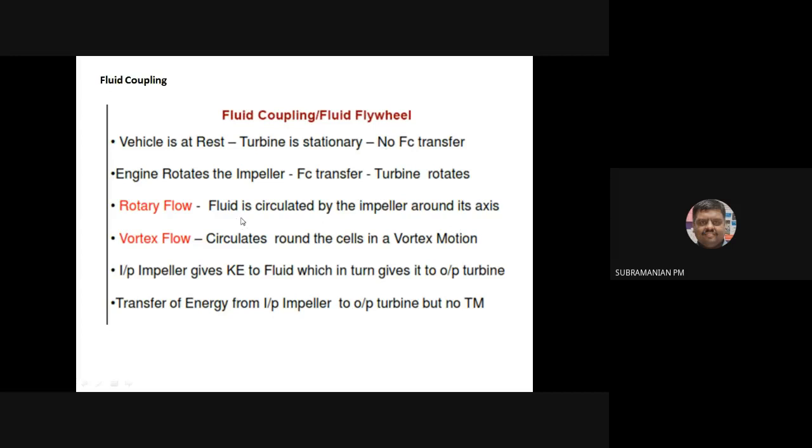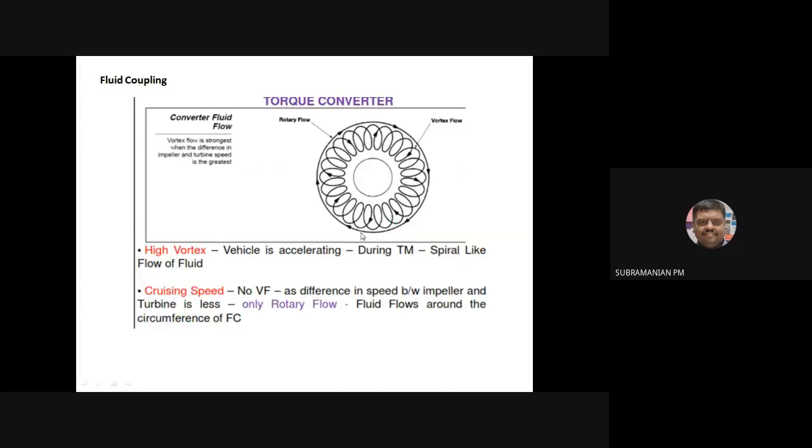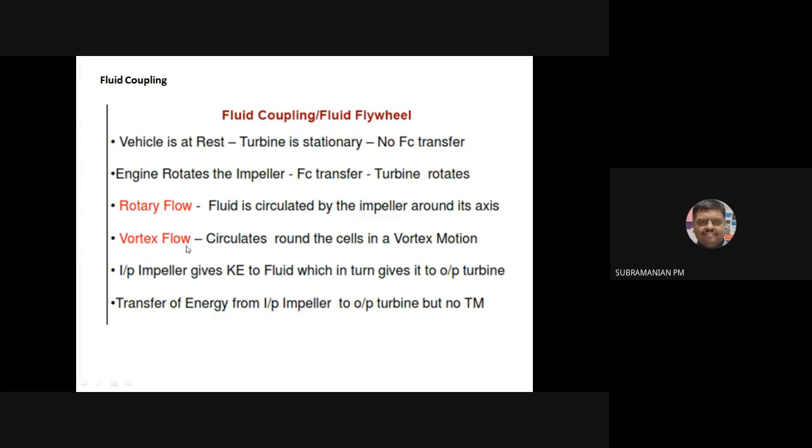Okay, so here you can see fluid is circulated by the impeller around the axis. So you can see rotary flow: fluid is circulated by the impeller around the axis. You can see around the axis. Whereas vortex flow circulates around the shell.